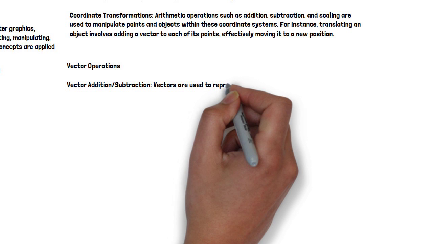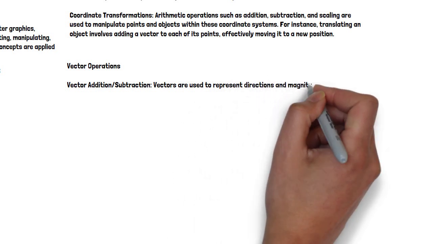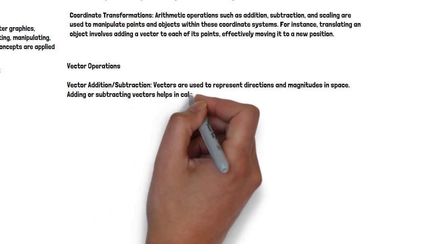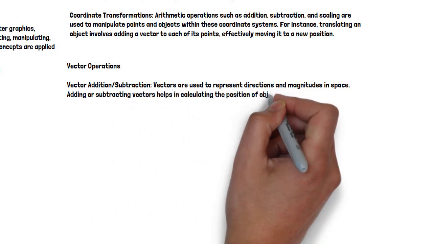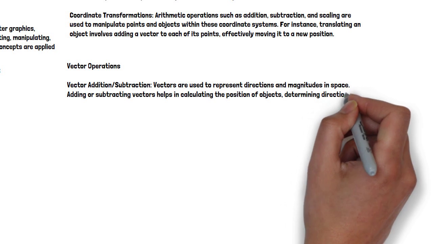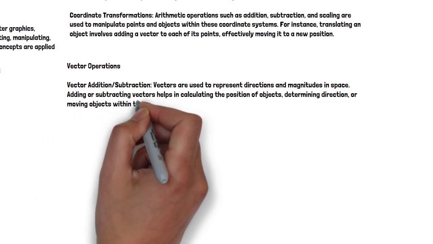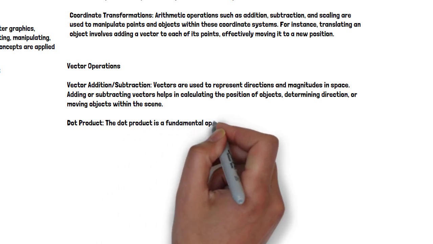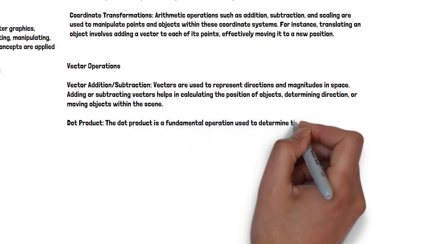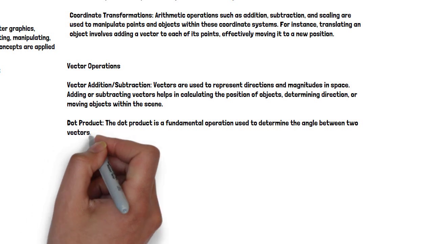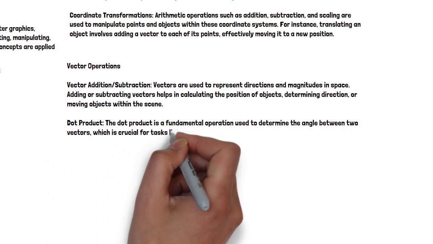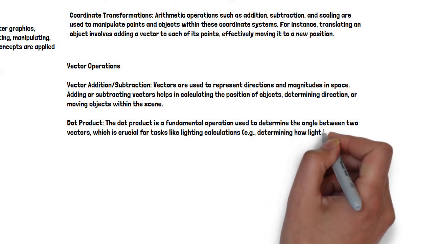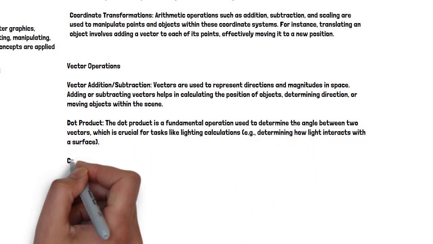Vectors are used to represent directions and magnitude in space. Adding or subtracting vectors helps in calculating the position of objects, determining directions, or moving objects within the scene. Dot product. The dot product is a fundamental operation used to determine the angle between two vectors, which is crucial for tasks like lighting calculations, for example determining how light interacts with a surface.